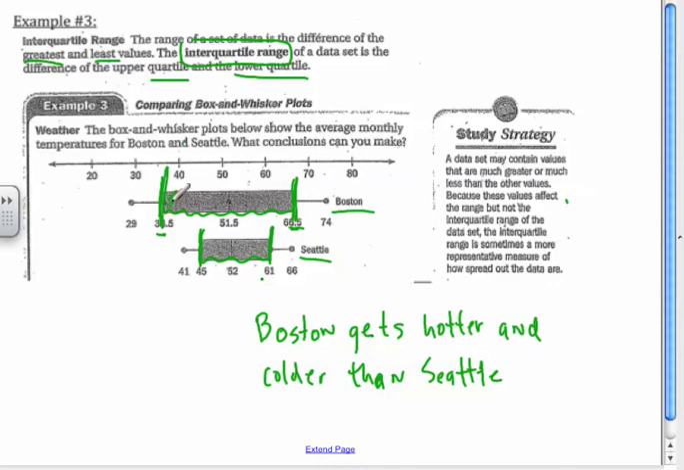All right? Most of Boston's temperatures fall in this range, and most of Seattle's right here. So Seattle has a fairly temperate climate. It doesn't get nearly as hot as Boston or nearly as cold.